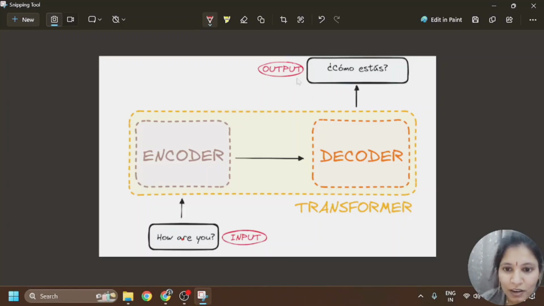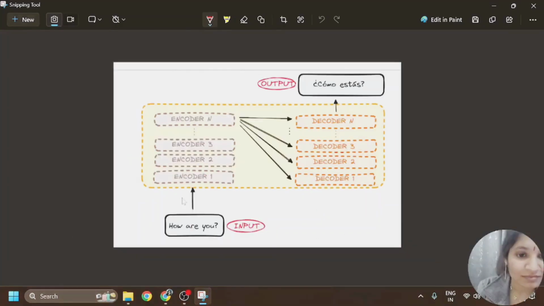That is our output, and this whole block, this orange line, is called the transformer. The transformer is a combination of the encoder and decoder. This one is the encoder and this is the decoder. If you combine both of them, it becomes the transformer.